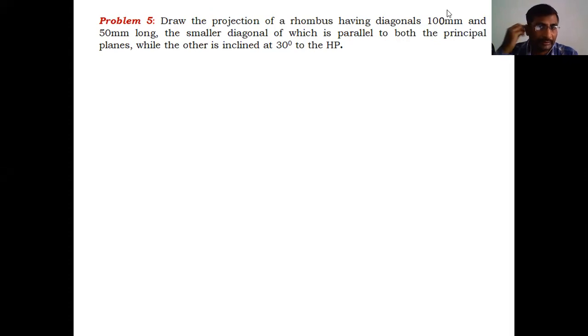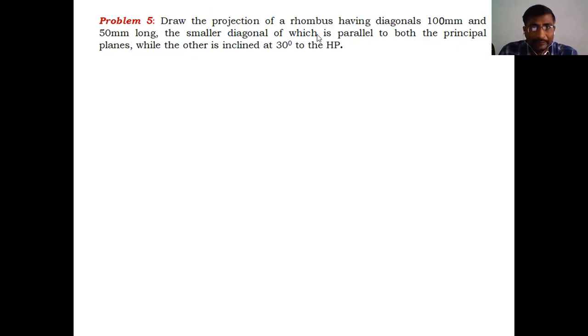In today's class, in the previous class, we discussed two problems from projection of planes, that is the rectangle problem, set square problem, and pentagon. In this class, I'm going to draw the projection of planes related to the rhombus. Rhombus is the given plane. Draw the projections of a rhombus having diagonals 100 mm and 50 mm long.